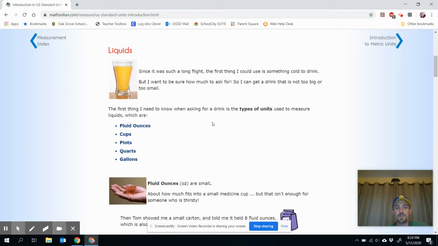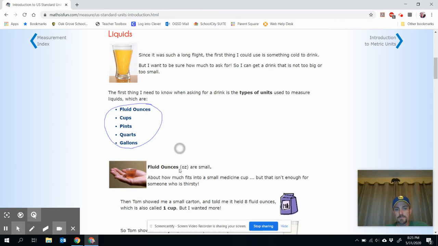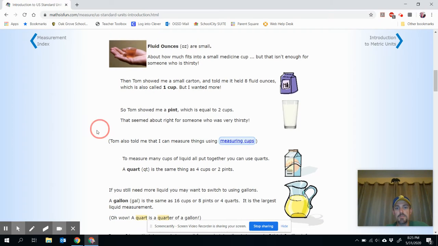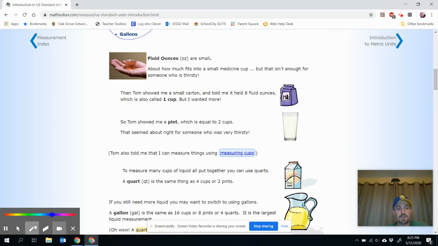So the first one is for liquids, right? And liquids are measured in fluid ounces, cups, pints, quarts, or gallons. So which is which, right? These are the units of measurement that you use in the standard system. Okay, fluid ounces are small, right? It's about how much fits into a medicine cup. Well, that's pretty good, but you can't drink that amount, right?